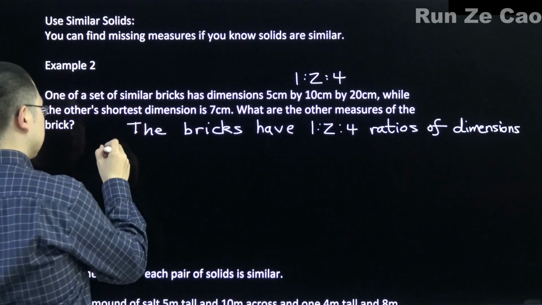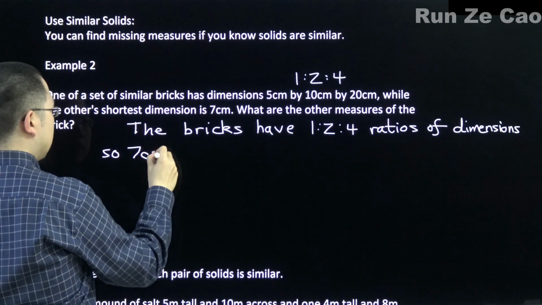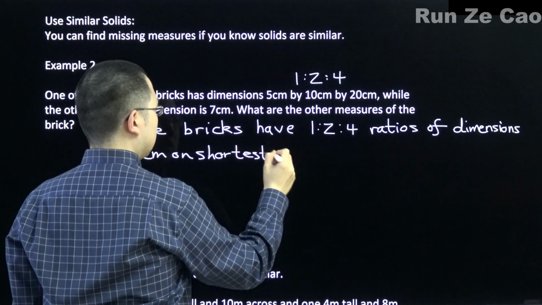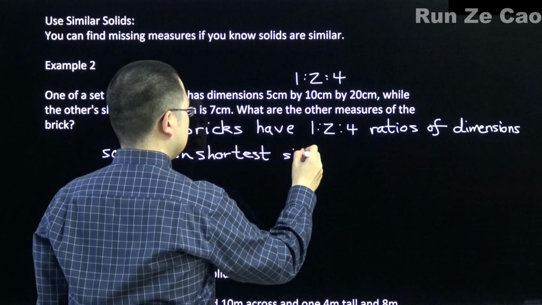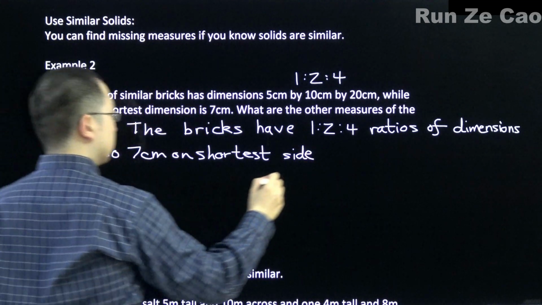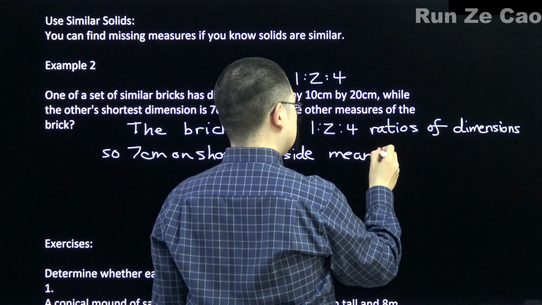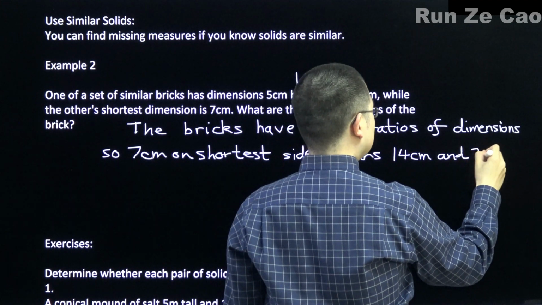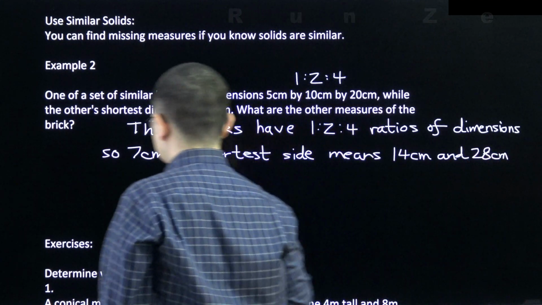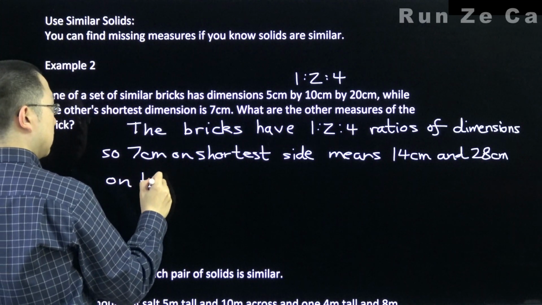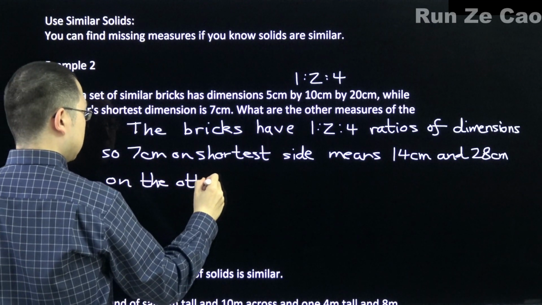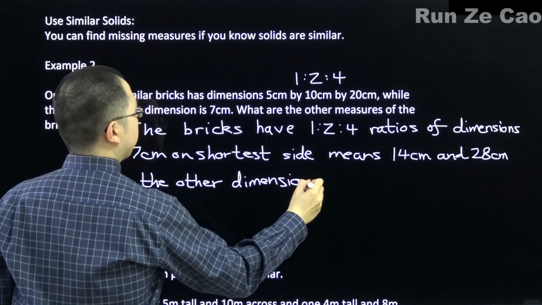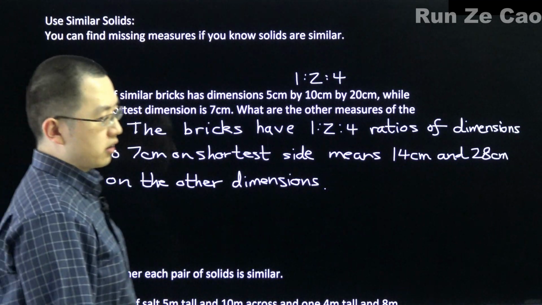So the shortest side is 7, which means 14 centimeters and 28 centimeters on the other dimensions, or the other measures.